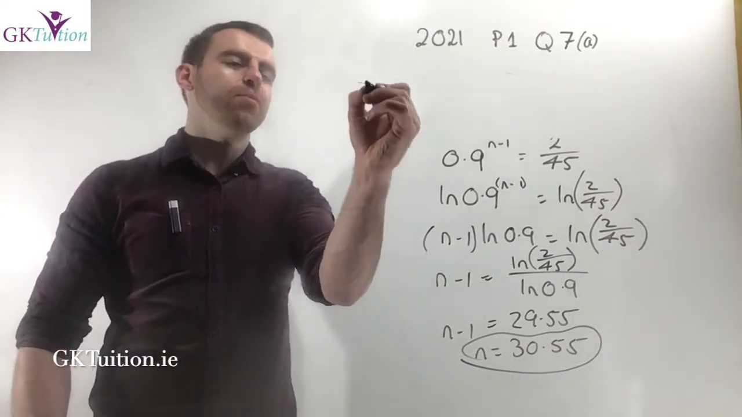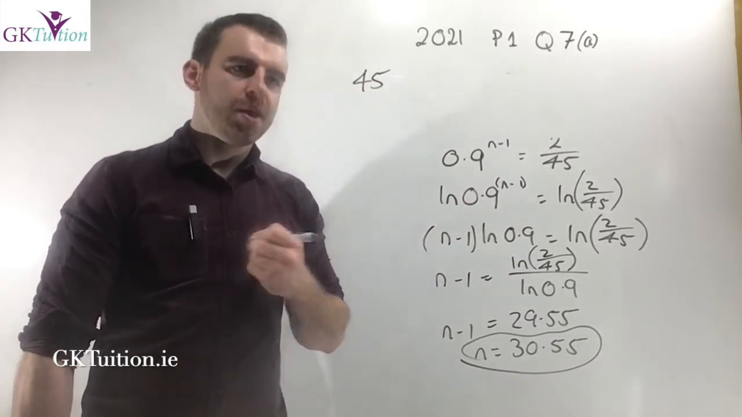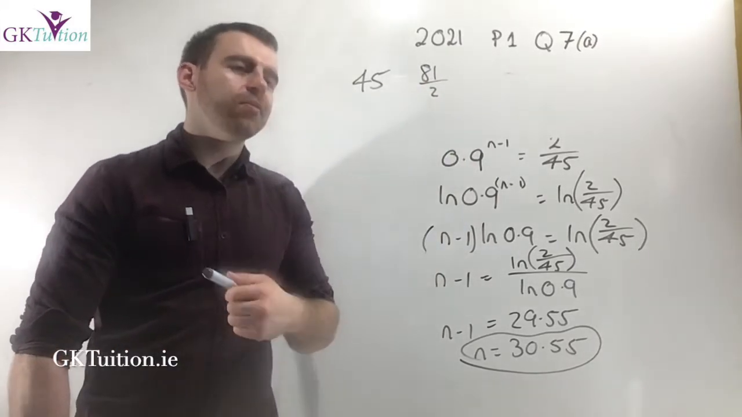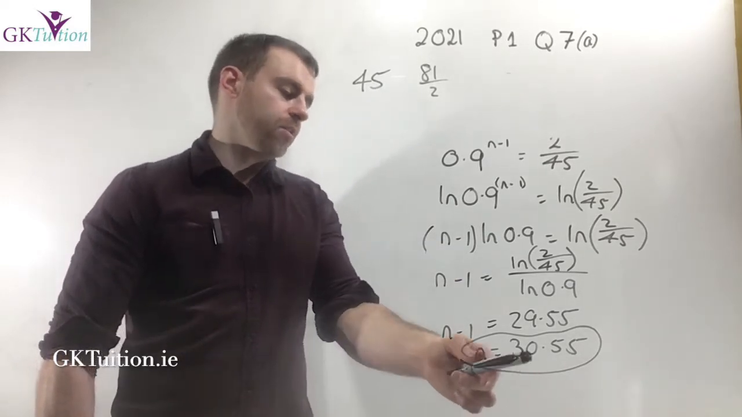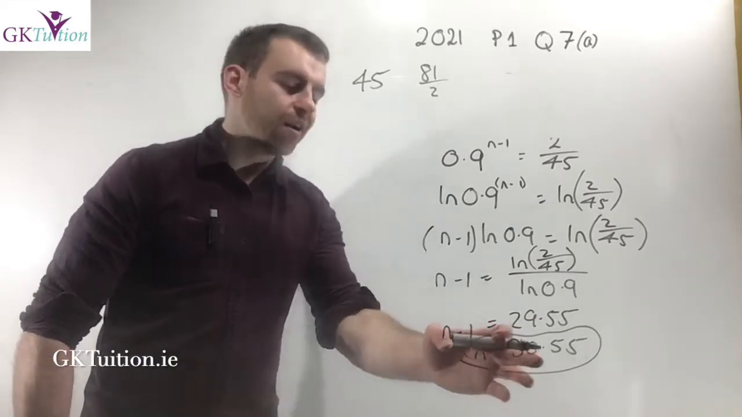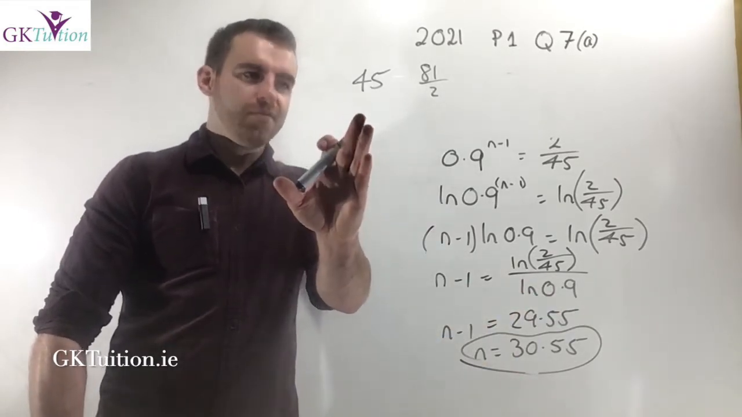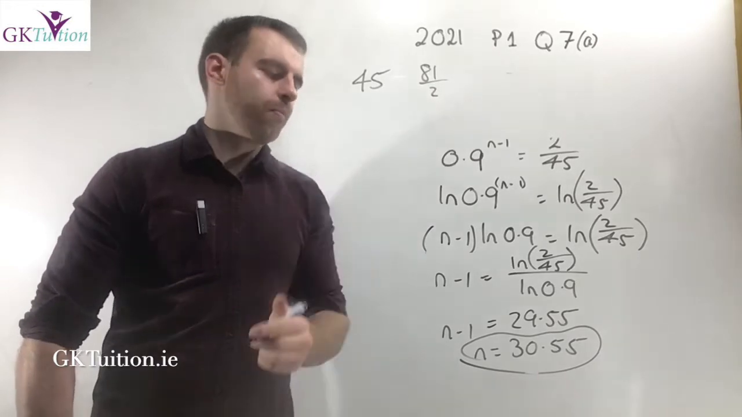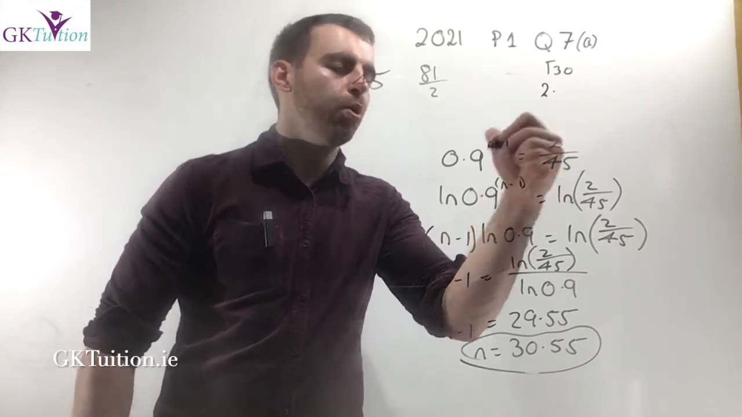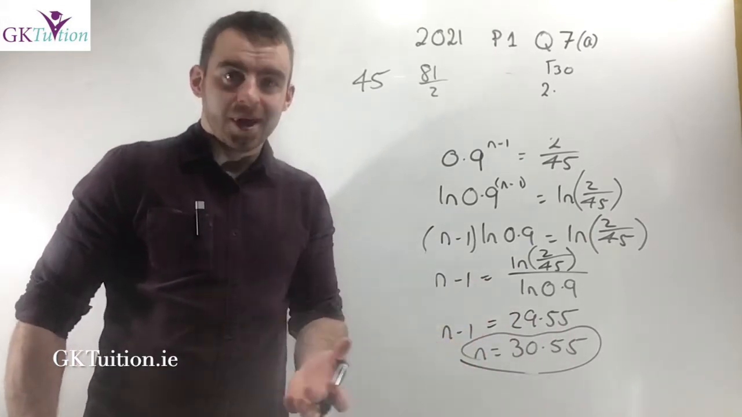The question started off, well, the first length that the pendulum travelled was 45 centimetres. The next one was 81 over 2. It gets smaller and smaller and smaller. I know that if I continued this on, the 30.55 would be the term that is equal to 2. What that obviously means is before the 30th term, it's greater than 2. It's 45, then it's smaller and smaller, but it's still greater than 2. If I was to take term number 30, that one would be a bigger number than 2. It would be 2 point something. But then the 30.55th term is equal to 2.